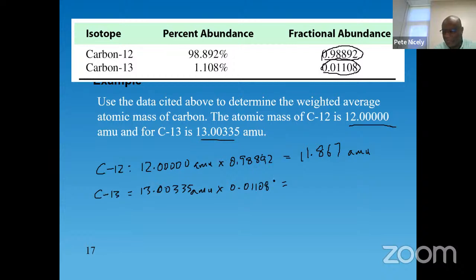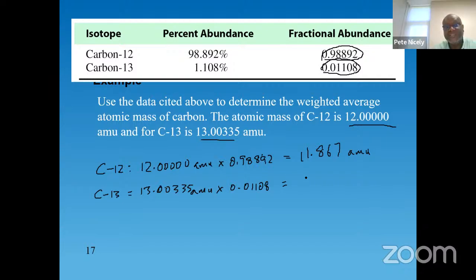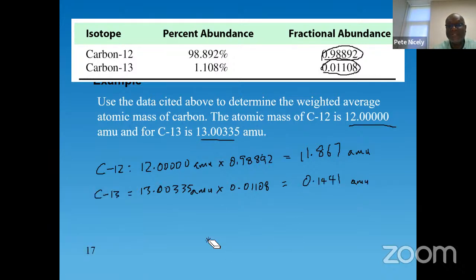According to my calculations, the answer I got for that part, to four sig figs, is 0.1441 AMU. Okay, let me erase this here.